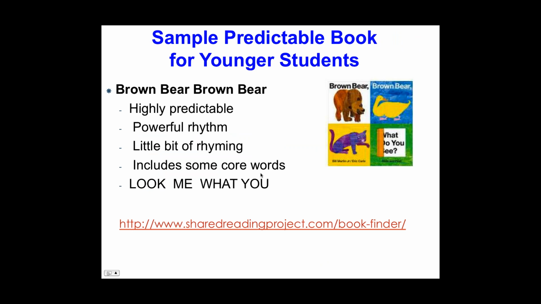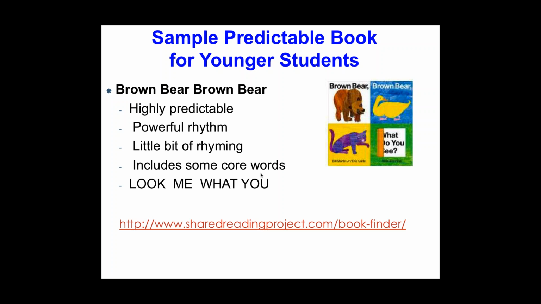So here's a sample predictable book that I've already mentioned for younger students, the Brown Bear book. It has that highly predictable language I talked about. It has the repetition, things like looking at me, but it also has predictability where you change the words. So I see a blue horse, yellow duck, purple cat, etc. That type of thing is going on through that book. It has a powerful rhythm. This is a rhythm that would not be great for older children because it's a very childish rhythm. Brown bear, what do you see?